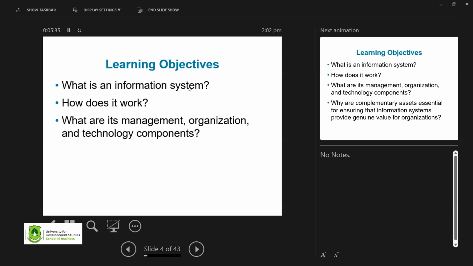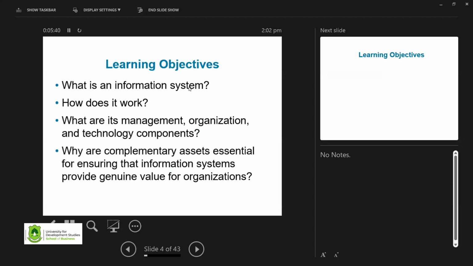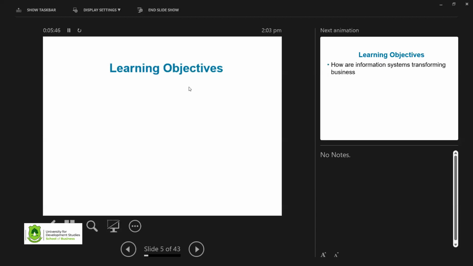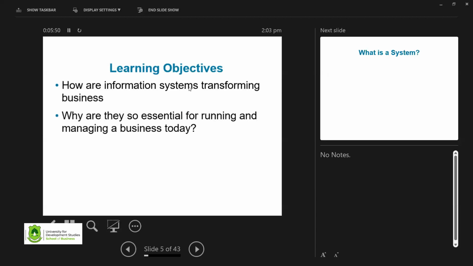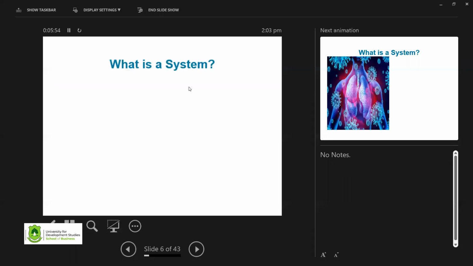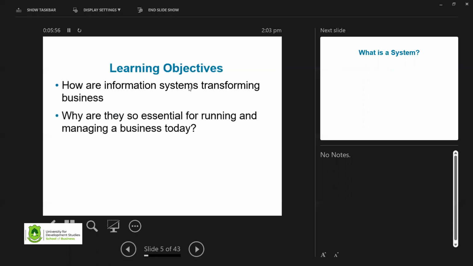What is an information system? How does it work? What are its management, organizational, and technology components? Why are complementary assets important for ensuring that information systems provide genuine value for organizations? And then how are information systems transforming business? Why are they so essential for running and managing business? Almost the same.